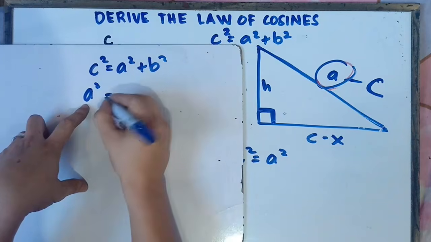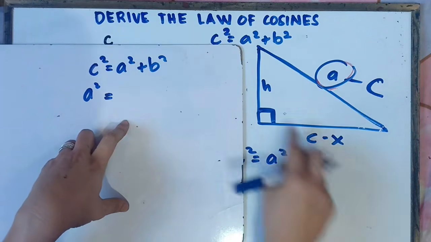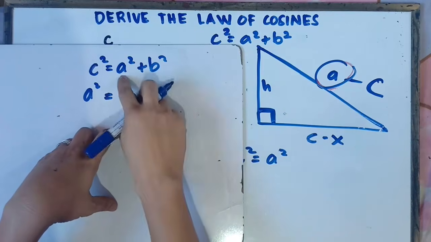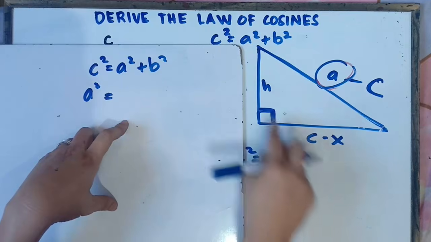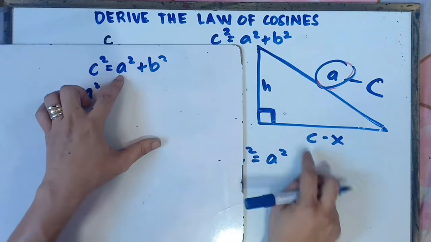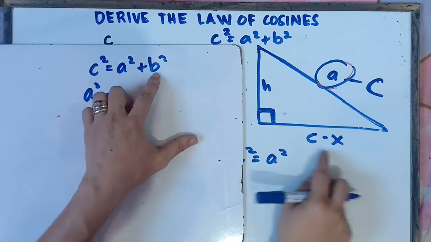So A squared is equal to the value of the legs. It's either this one, class, A or B. A and B are the legs. Once again, class, A and B are the legs. So either of these two, you can have H for A, and then you can have C minus X for B.